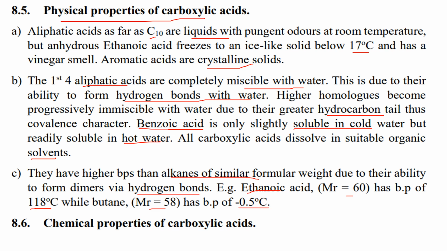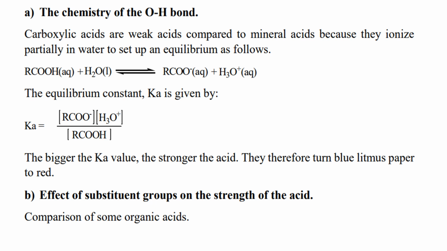Now let's dive into the chemical properties of the different carboxylic acids. Starting with the fission of the oxygen-hydrogen bond. In the carboxylic acids, you are going to be saying that carboxylic acids are weak acids compared to the mineral acids, and the reason for that is because they ionize partially in water to set up an equilibrium as follows. So carboxylic acids undergo dissociation in water to form the carboxylate anion, and they release protons in water. Now the protons they release in water react with the water molecule, and once they do so, they form what we call the hydroxonium ion.